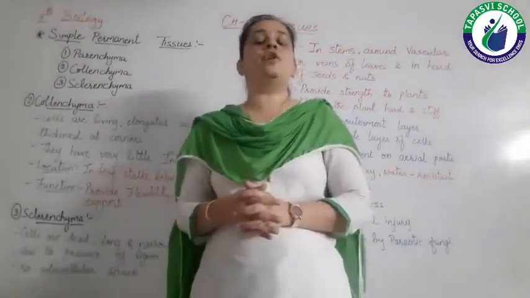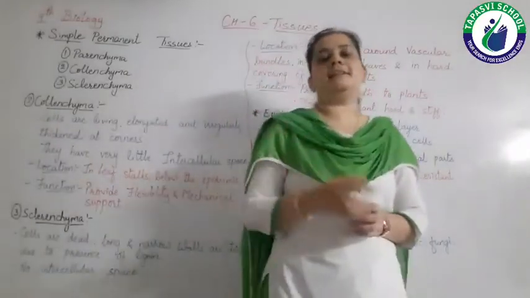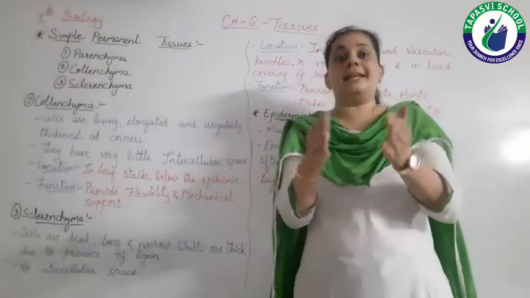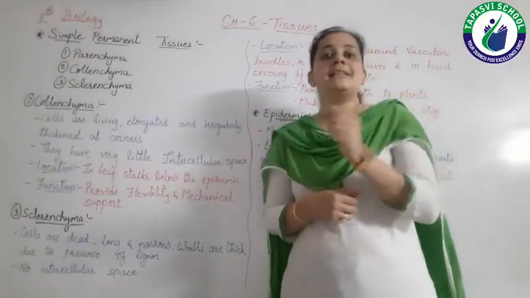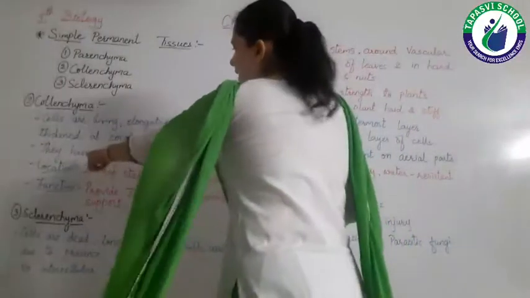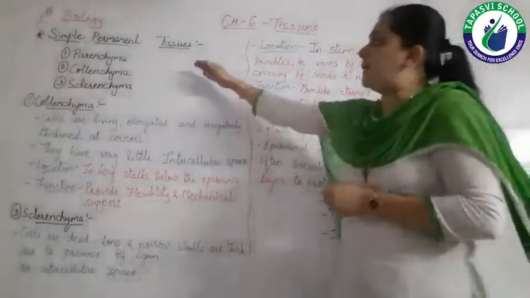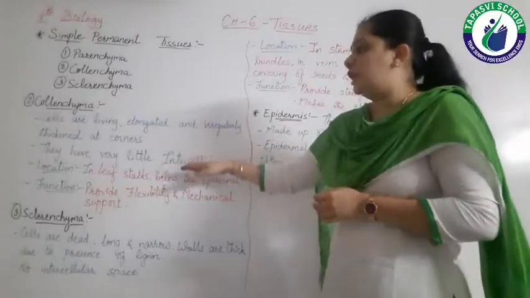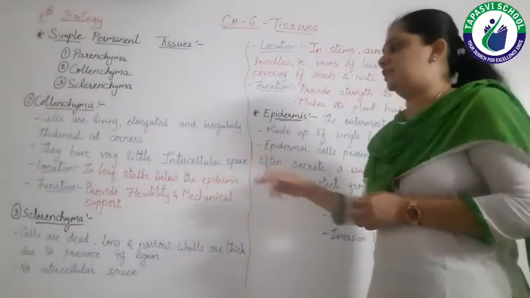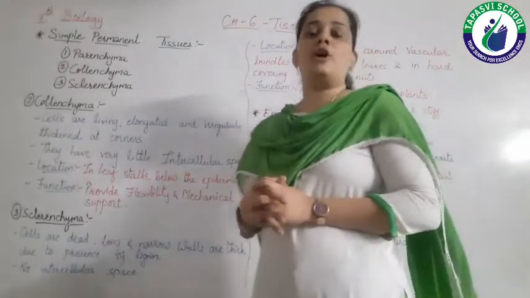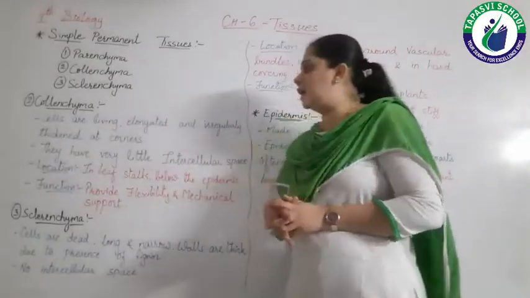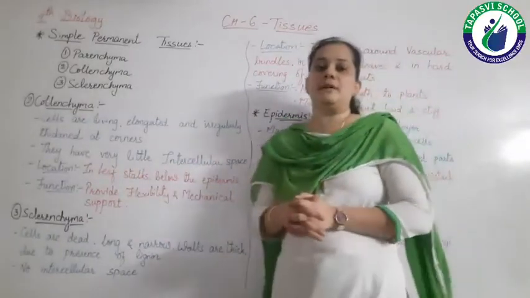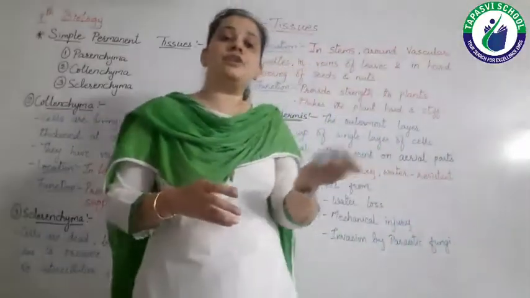The cells of collenchyma have very little intercellular space, means the cells are, we can say, tightly packed. They have very little intercellular space between them, okay. So we can compare that in parenchyma large intercellular space is there, but in collenchyma very little intercellular space is there. Where are they located? Generally we can find this type of tissue in the leaf stalks below the epidermis. Okay, and what is the function of collenchyma?